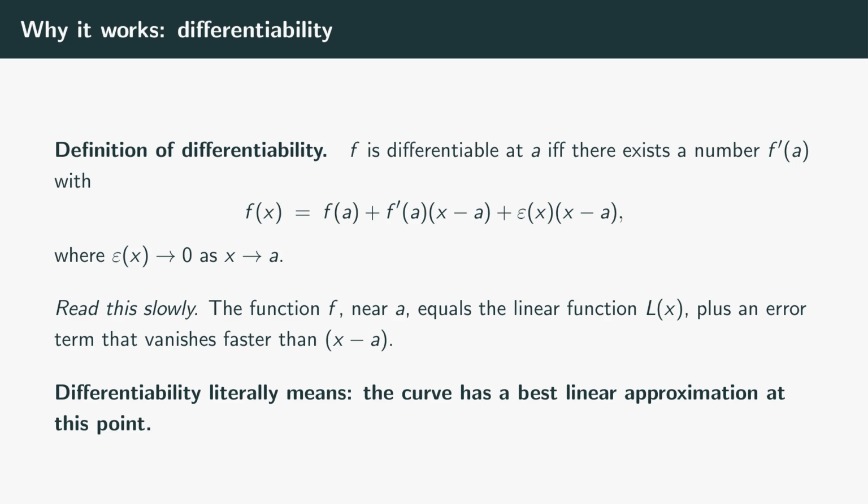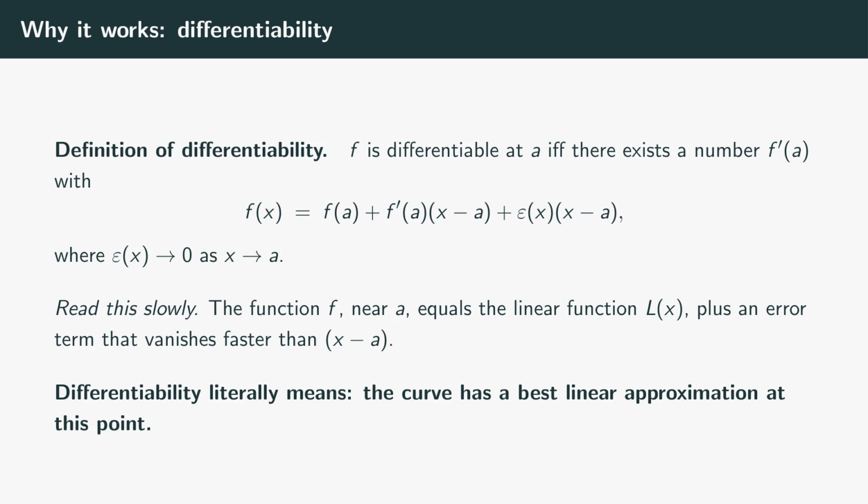Read that slowly. The function f equals our linearization, L, the first two terms, plus an error that vanishes faster than x minus a. The error doesn't just go to 0, it goes to 0 even when divided by x minus a, faster than linear. That's what makes the tangent the best linear approximation. Any other line through the point would have an error that stays comparable to x minus a, not smaller. Only the tangent has error that beats linear decay.